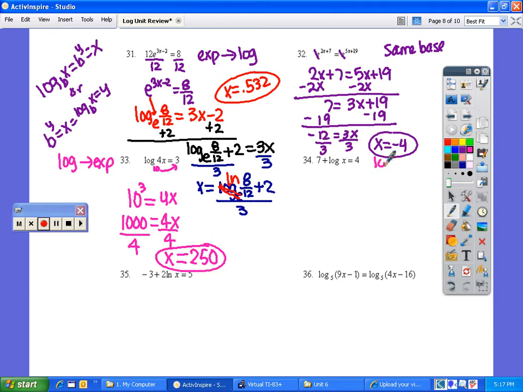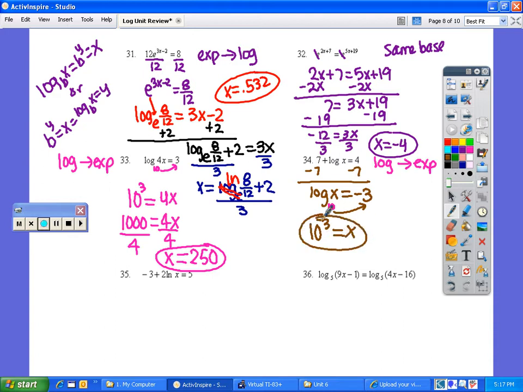Okay, the next one is also log to exponential, but you have to isolate your log in a different way. Instead of dividing, you're actually going to subtract because that has a plus here, which means that you have to do the opposite of 7, which is negative 7. So log of x equals negative 3. Again, place the imaginary base of 10 there so that you can rewrite it as 10 to the power of negative 3 equals x.